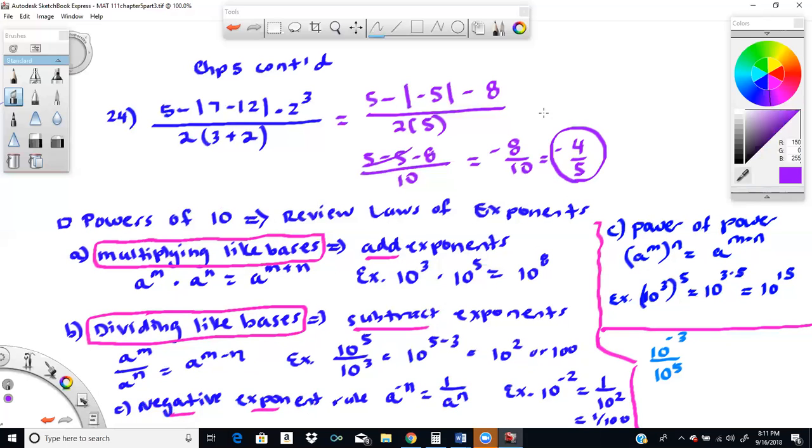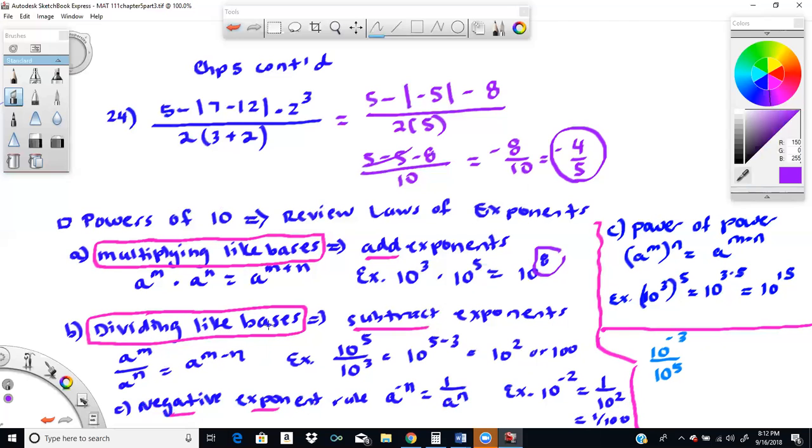And then the next part is dealing with the powers of 10, which is we need to review your laws of exponents. So there's certain laws that you need to know that will help you out. Shortcuts, I call them. And when you're multiplying like bases, you want to add your exponents. So for example, 10 to the third times 10 to the fifth, that gives you 10 to the eighth power, because you add them.